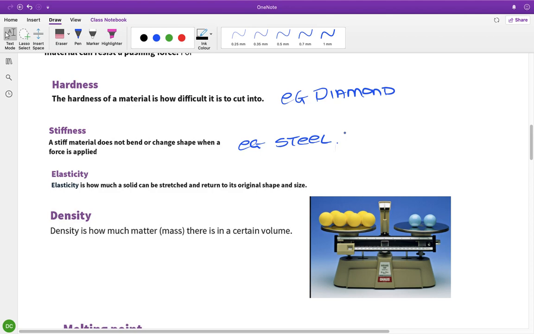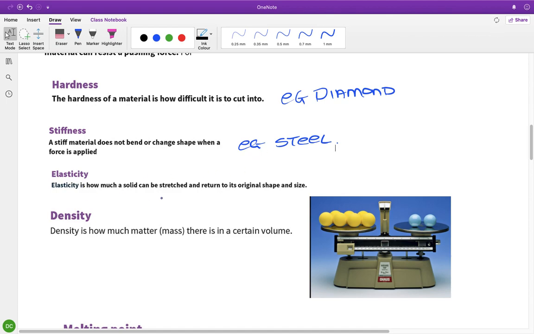I have an RSJ in my kitchen here and it goes from one side of my house to the other side, the whole width of my house, and it doesn't bow in the middle. It doesn't bend. It holds its shape and it's holding up my upstairs and also my attic. So steel would be a very good example of a stiff material.